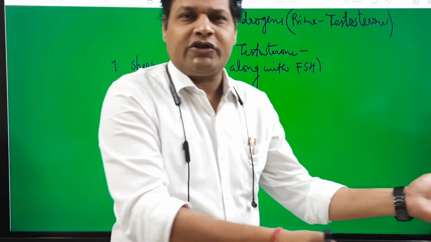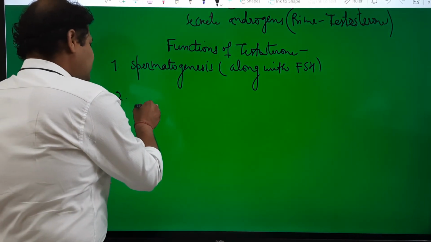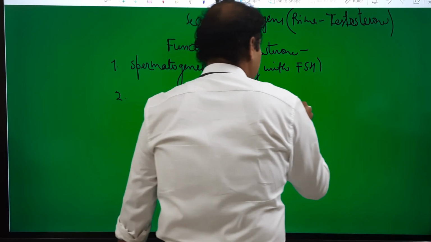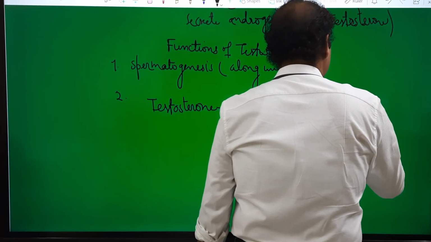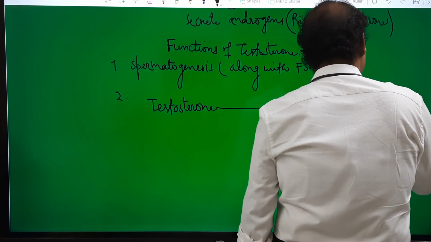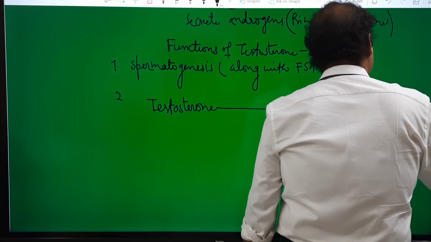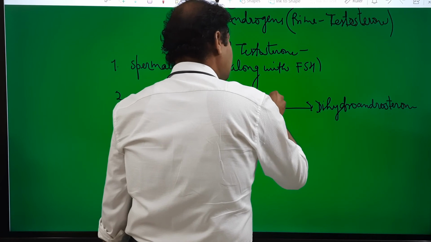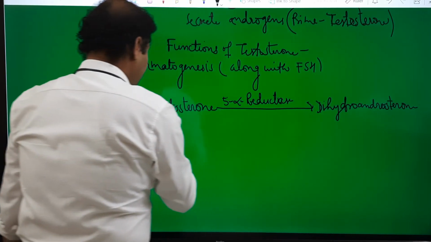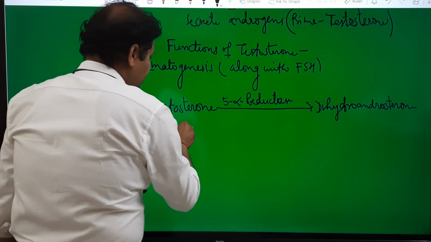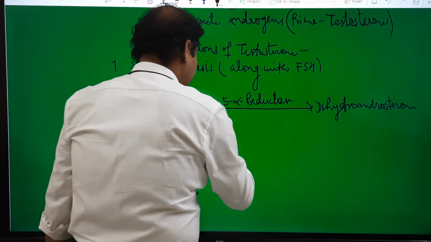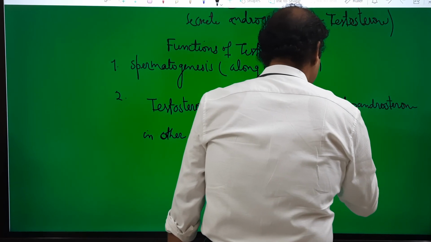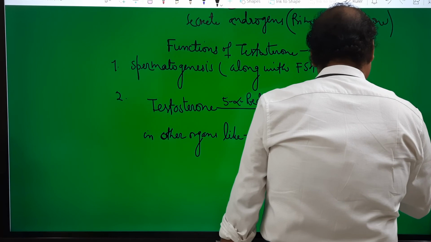In other organs, like the prostate gland and seminal vesicle, testosterone is converted into dihydrotestosterone in the presence of the enzyme 5-alpha reductase.